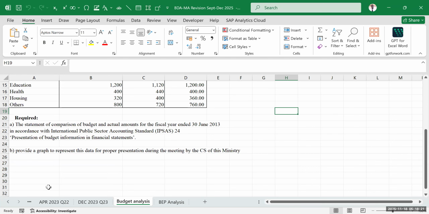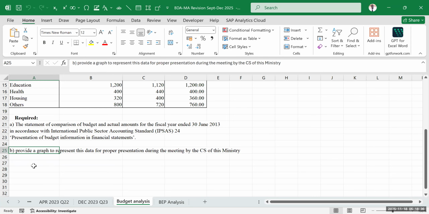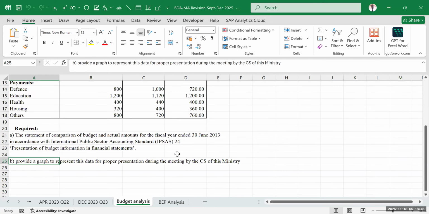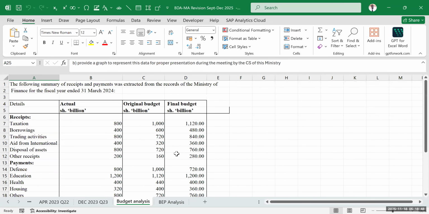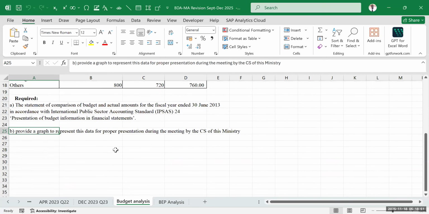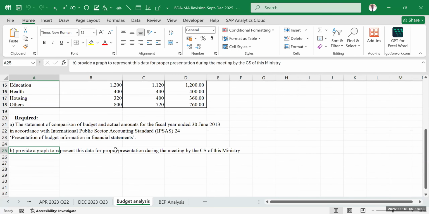Part B, we are told to provide a graph which will represent the data above. You see, you are presenting budget information in the financial statements. Then now you need to provide a graphical representation of that data. And this one is done during a meeting by the good CS of this ministry. Which ministry is that? Ministry of Finance. Now, members, this question here is testing on that concept of presentation of budget.